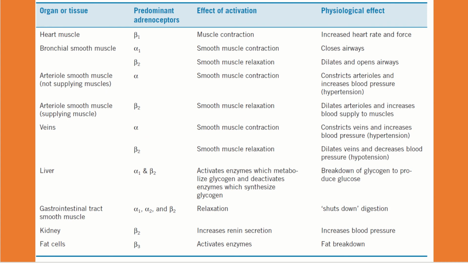At this point, I know you guys are going to ask me, do I need to know this table? Well, what you need to know is the effect of activation, definitely, for all of them. And you need to know the heart, definitely, and just a general idea of the alpha. You need to be able to know where the alpha 1, alpha 2, and all the betas are mainly located. And the effect of the activation is easy to remember.